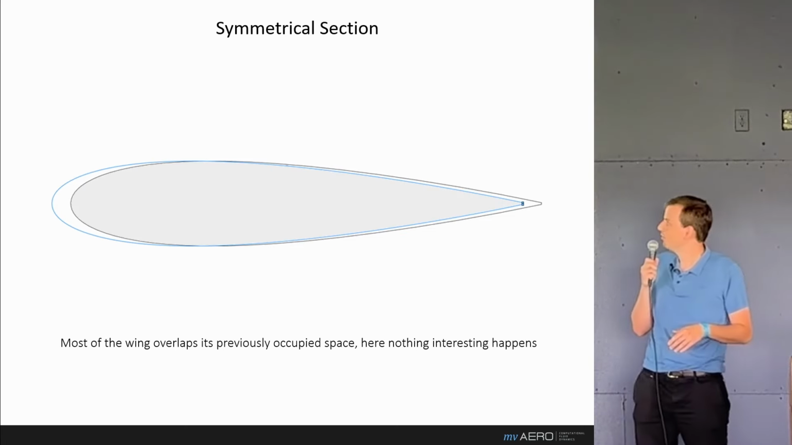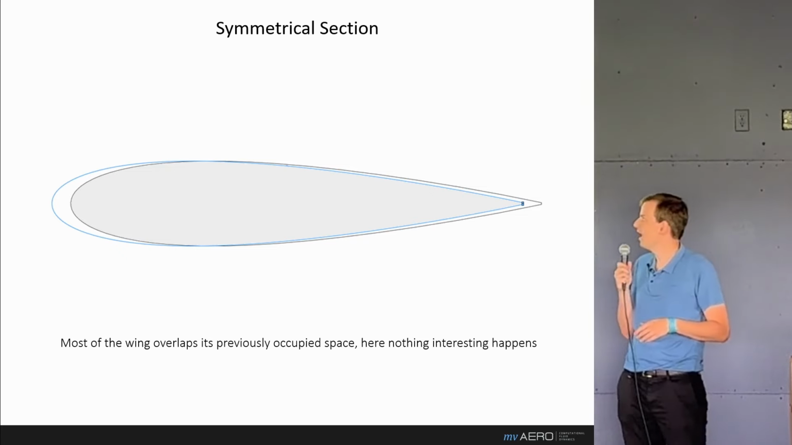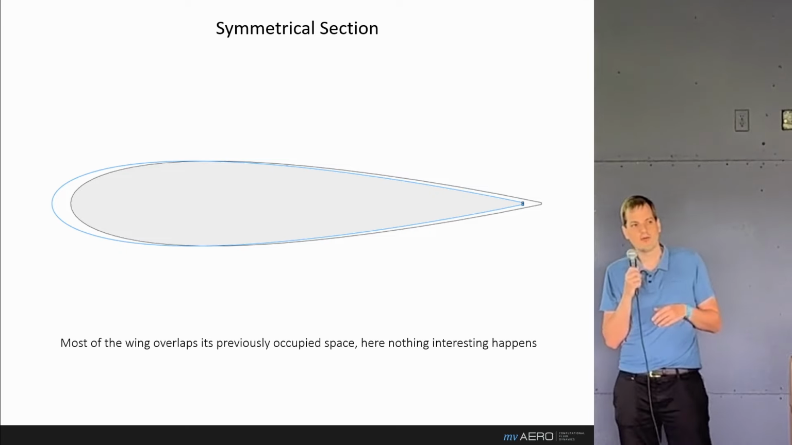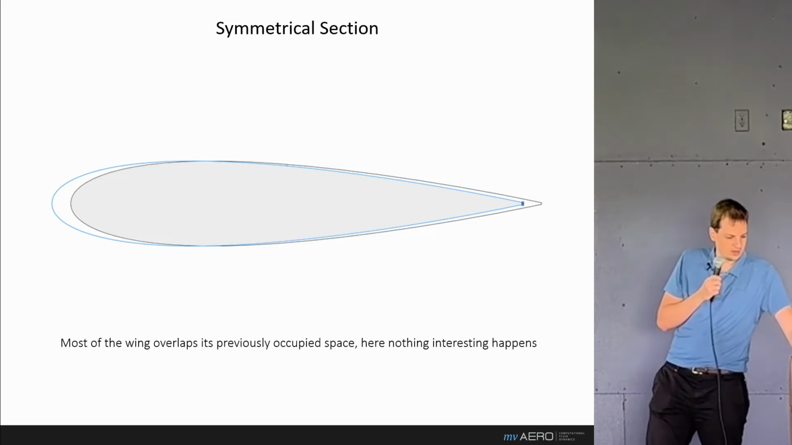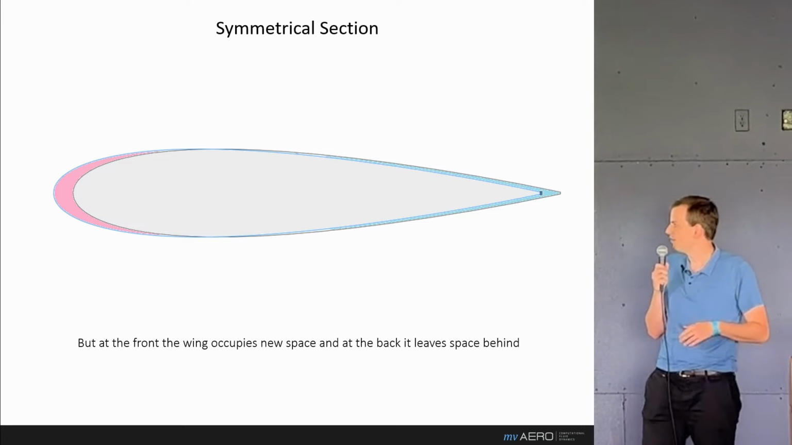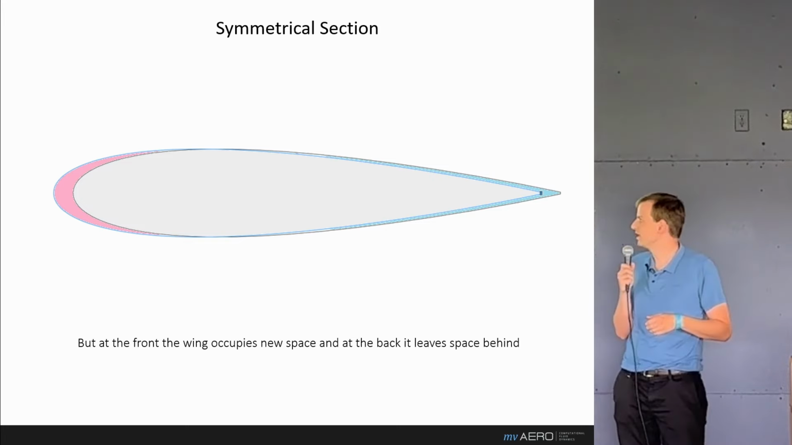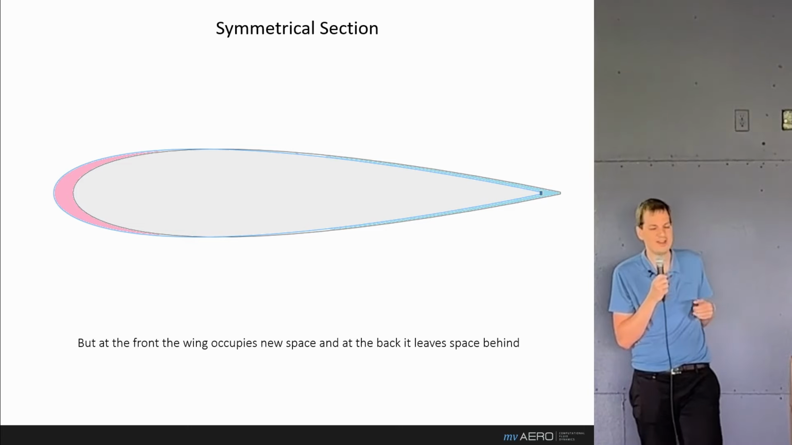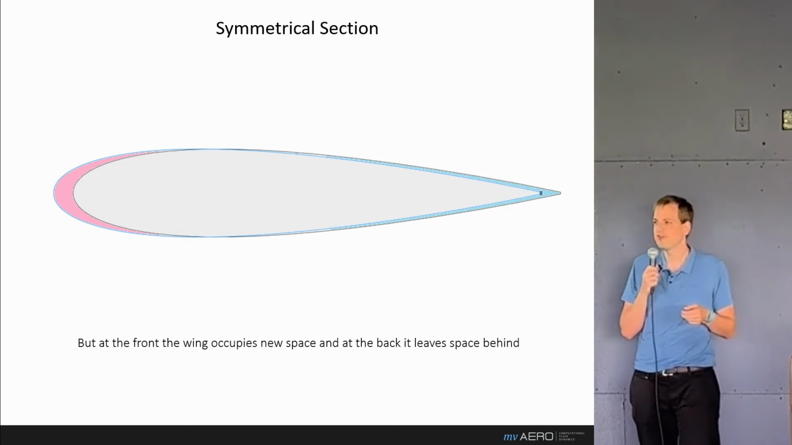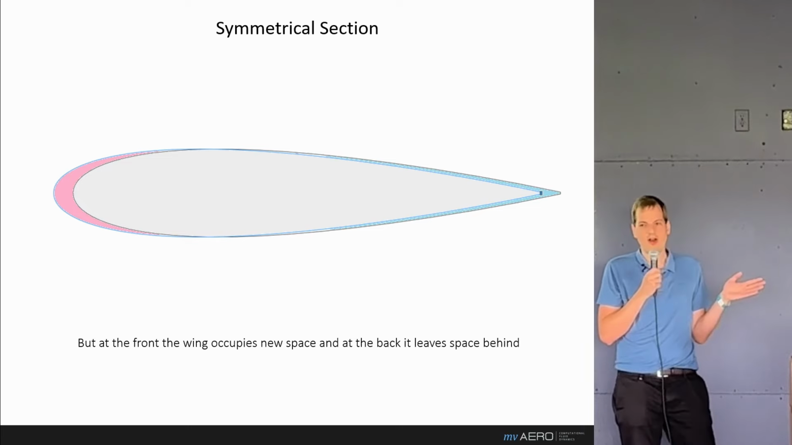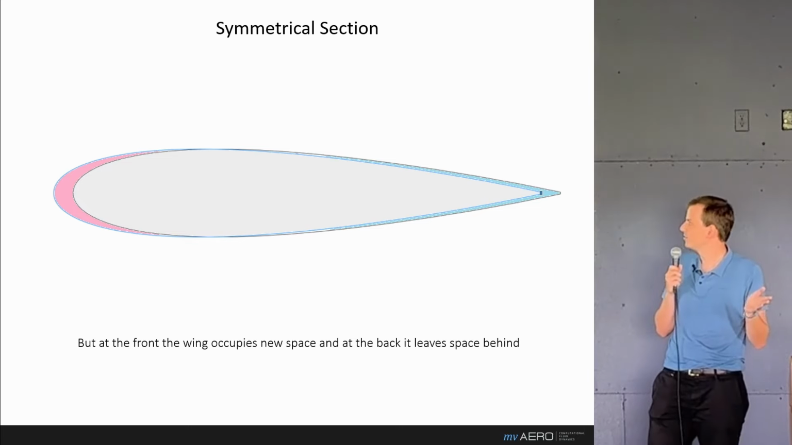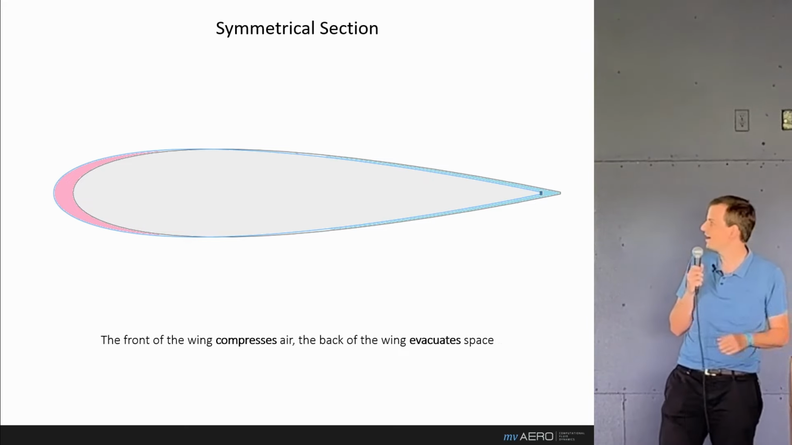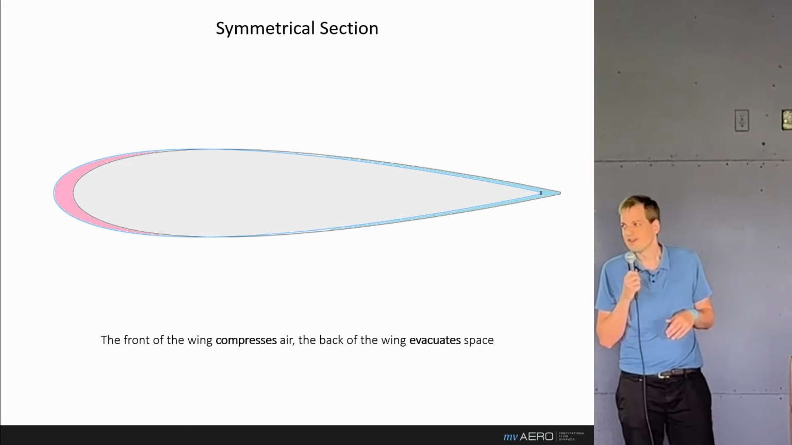Now, part of the volume of the new and old position overlap, and here nothing really interesting happens. A wing was occupying the space before, and a wing is occupying the space now. But the interesting thing happens at both the front and the rear of the wing, because the front of the wing now occupies a new space, so therefore it must have pushed air out. While at the back it has now evacuated space and must have left space behind. Well, that's space where new air can come rushing in.